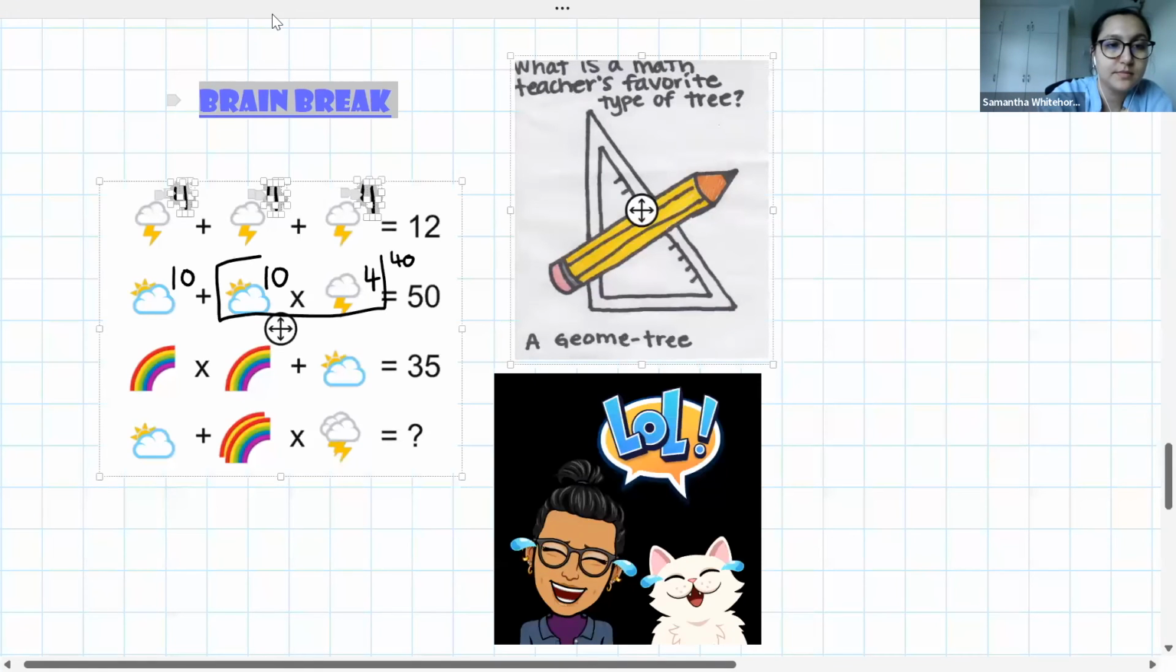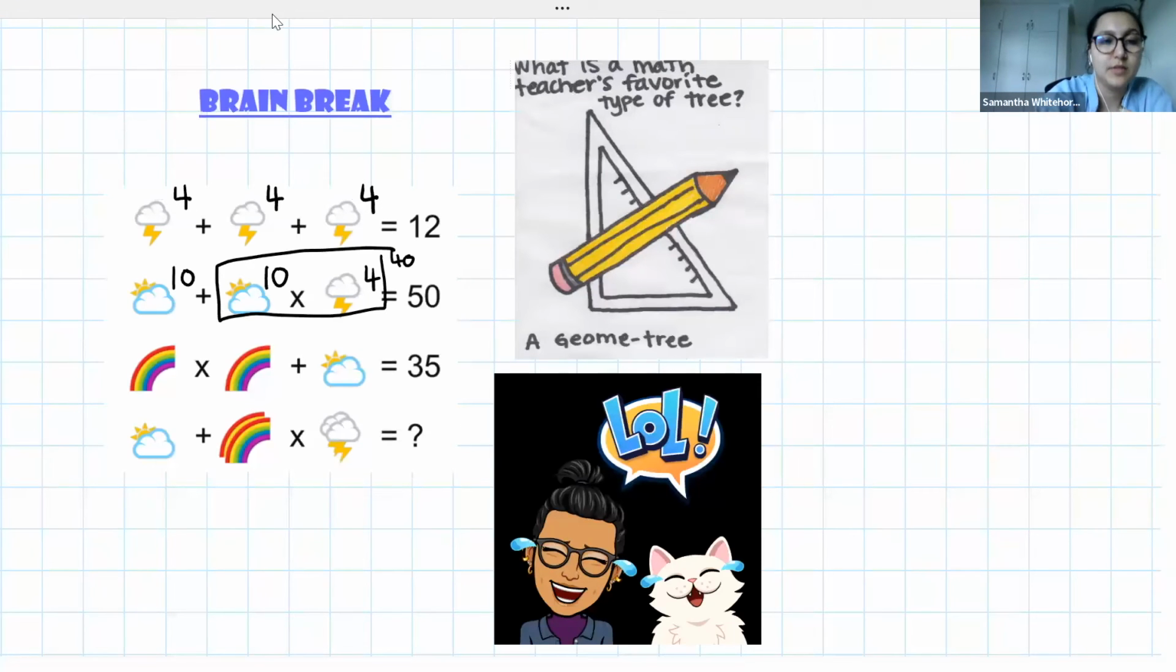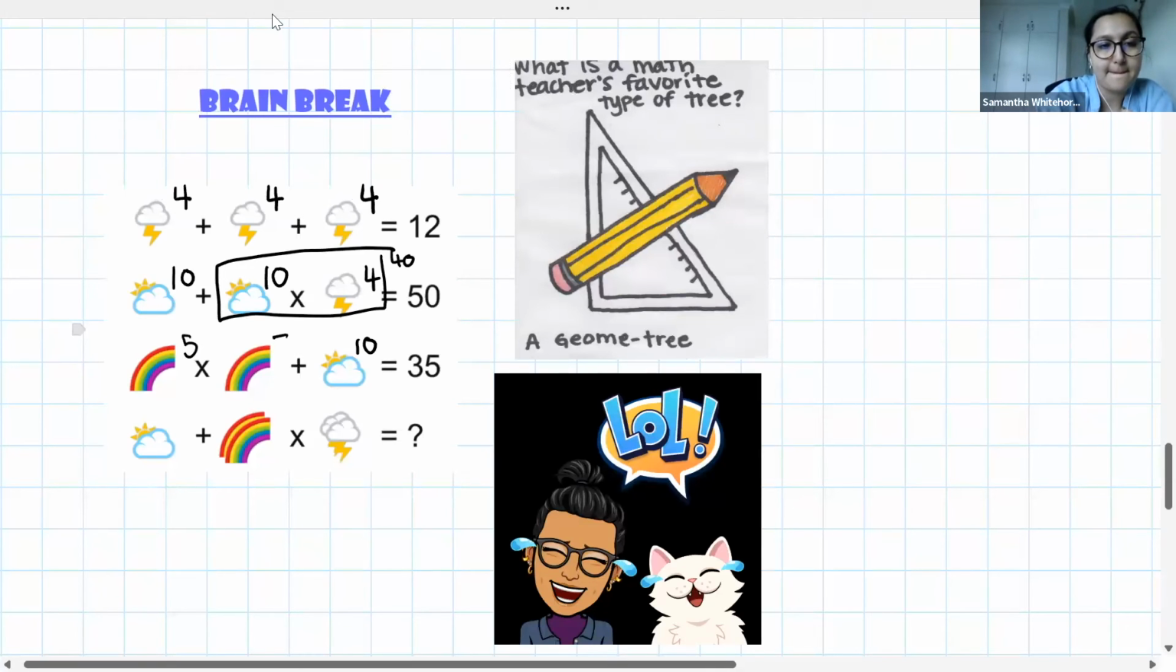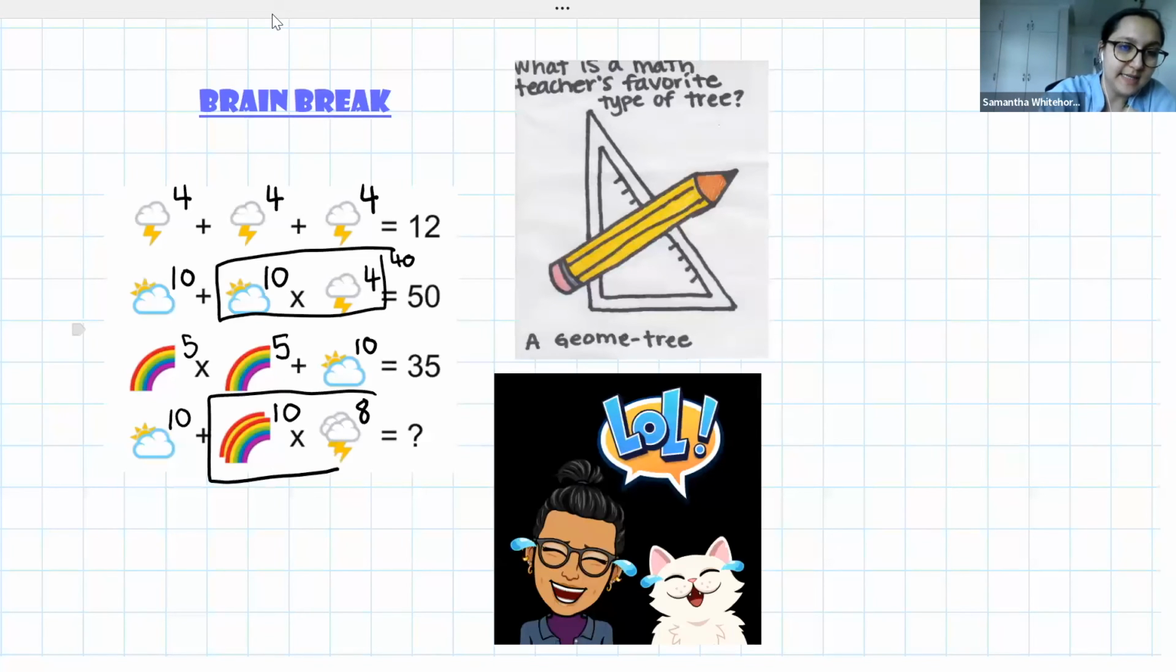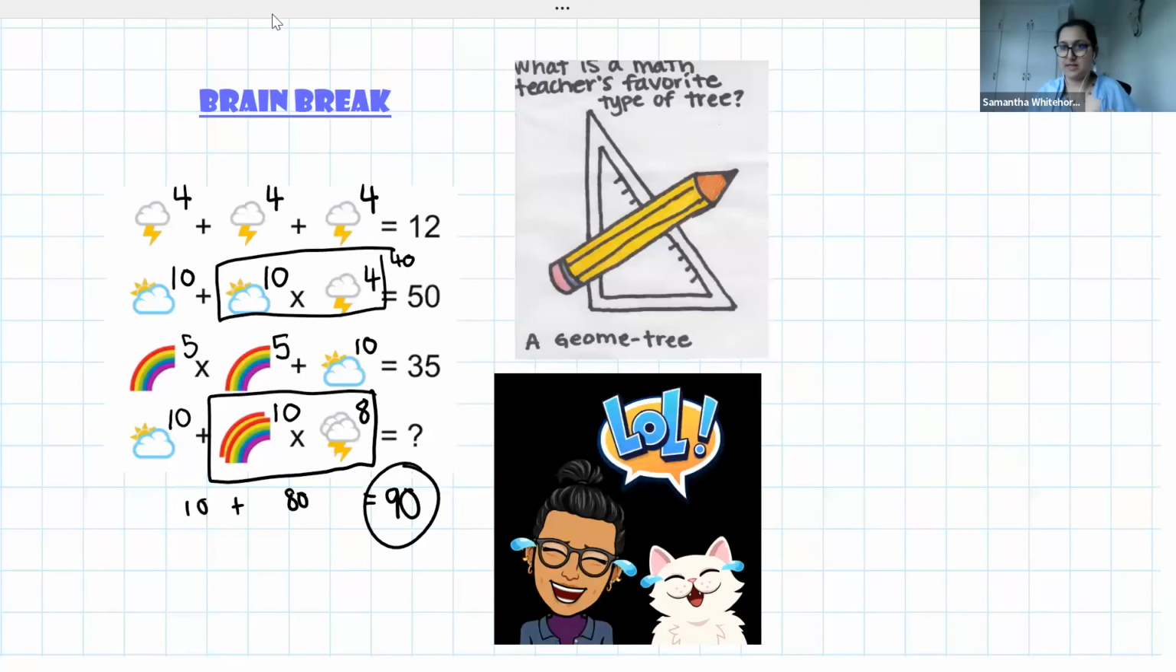Then I said 35 minus 10, which will be 25. And 5 times 5 is 25. Good. Then I said 10 plus 10, since it's 2 rainbows, times 8, which, because it's 2 clouds, will equal 90. Excellent. So again, guys, BODMAS, 10 times 8 is 80, plus 10 is exactly what Sinyane has explained to us. 90 is our answer. Very, very nicely done.